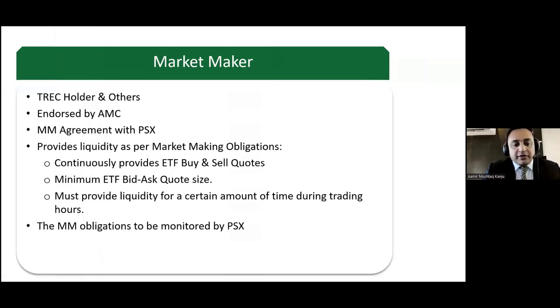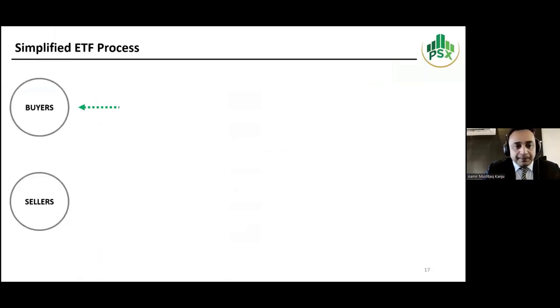The market maker has generally the same role. It has to provide liquidity in the market. It has to provide a continuous bid and offer, and it has to ensure its availability for a certain period of time. Market makers have an agreement with PSX, and because of that, they are obligated to remain on the screen and also quote bid and ask spreads as well.